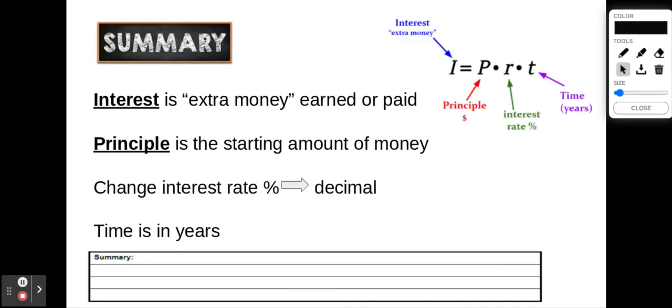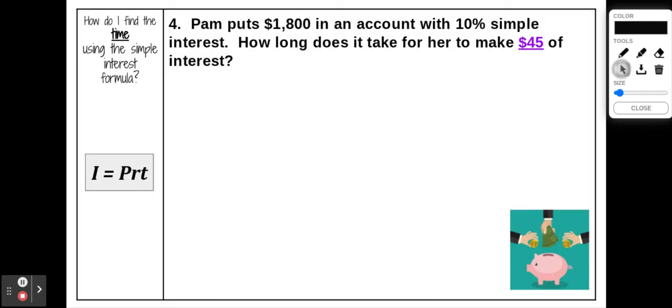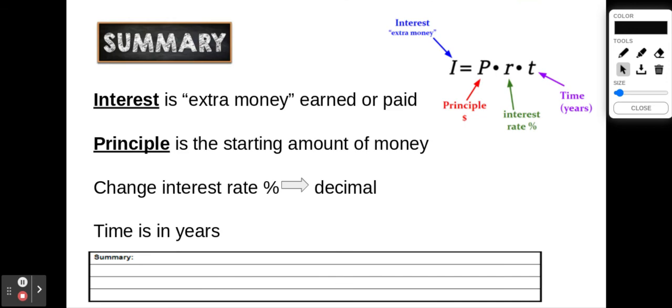All right, we took you through the 4 examples. Let's go down to our summary. I put back up the interest formula so that you can see it again here, but we have some important words that we need to know. And so in your summary, interest, remember, is the extra money that you earn or that you pay, depending on if you're borrowing money or if you are saving money. It's just that extra money. Principal is that starting amount of money. Remember, we always want to change interest rate from a percent to a decimal, and time is always in years.